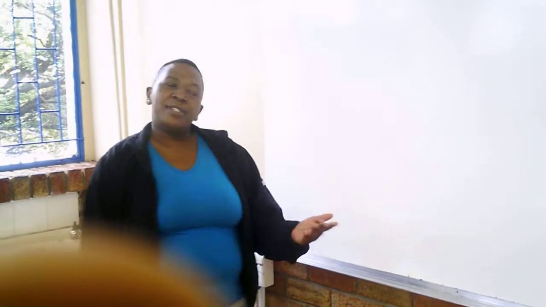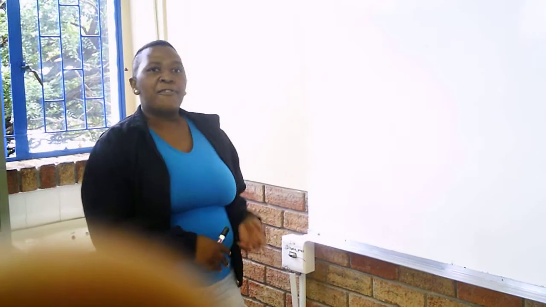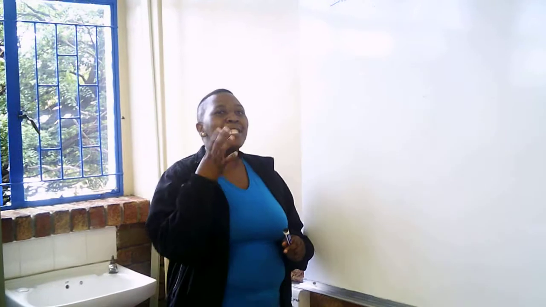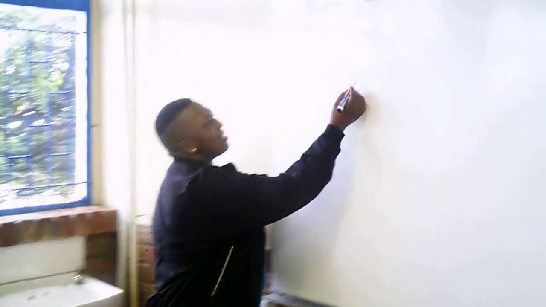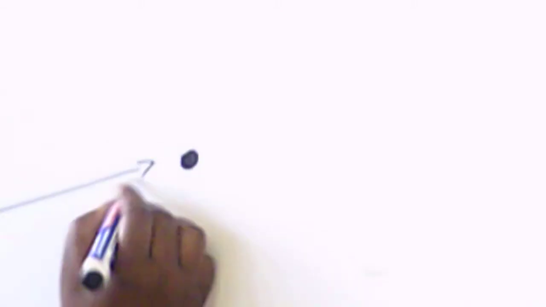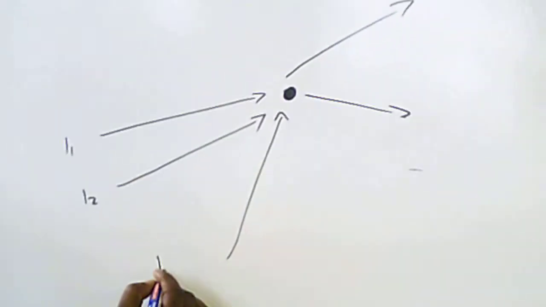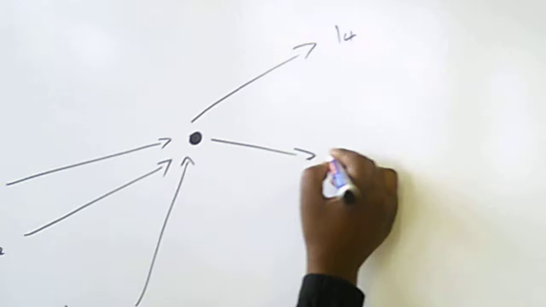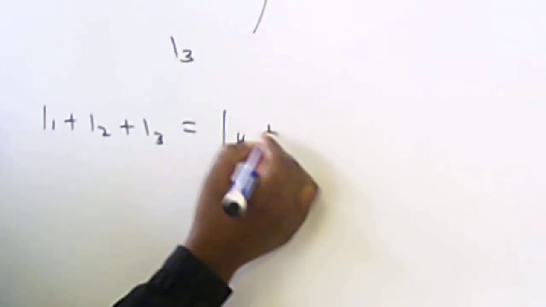The first law says the current flowing towards the junction is equal to the current flowing away from the junction. You must be able to explain that graphically by using circuit diagrams. So we have a junction, and no matter how many currents flow towards it, say I1, I2, and I3 towards and I4 and I5 away, they are equal. I1 plus I2 plus I3 is equal to I4 plus I5.